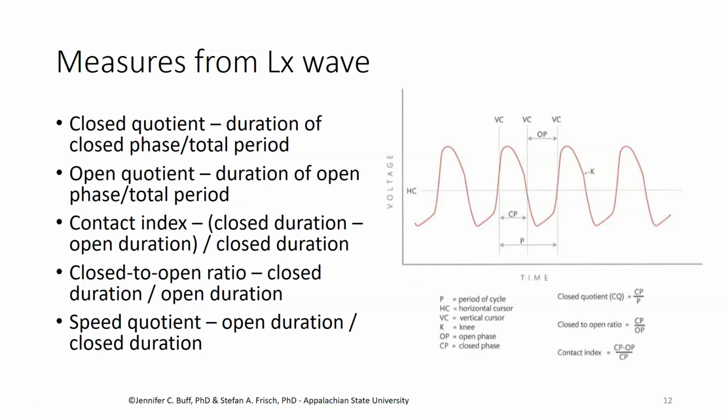The closed to open ratio just looks at the ratio of those two durations to one another, so relatively balanced would be near 1, where closed and open are about the same. If the number is large, it's more closed than open, and if the number is a fraction, less than 1, it's more open than closed. The speed quotient is basically the same thing, but it's open duration over closed duration instead. For all of these various measures one could take from the glottal wave, we would again have norms for typical productions by males and females at different ages that we could compare these ratios to.